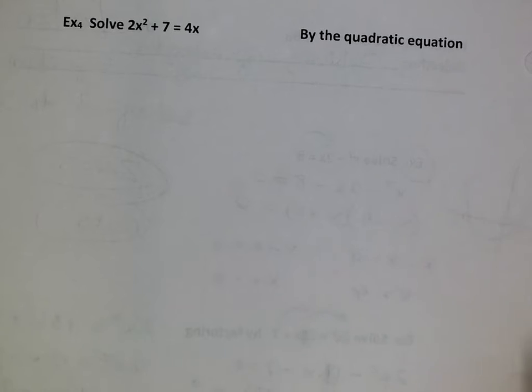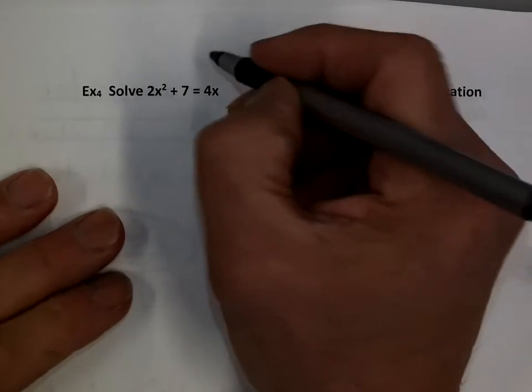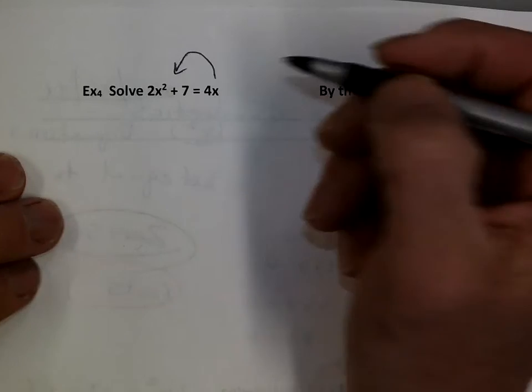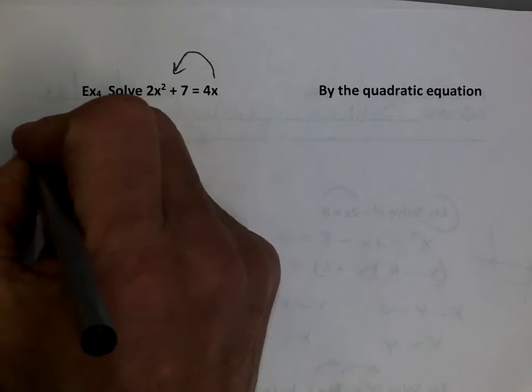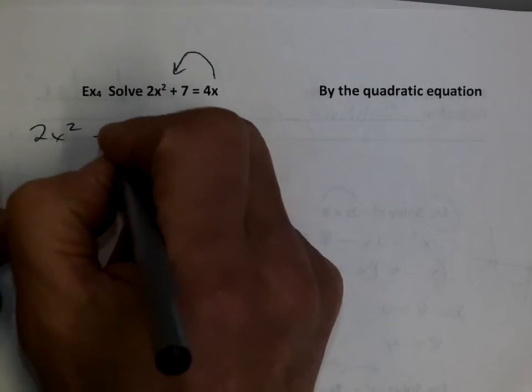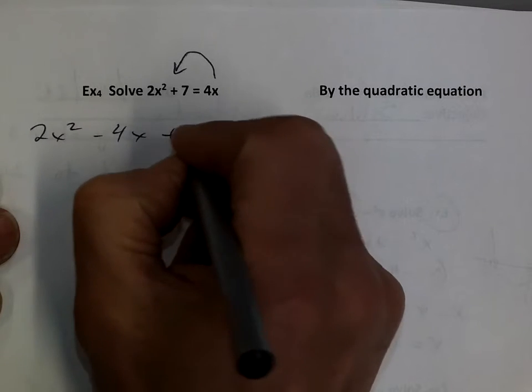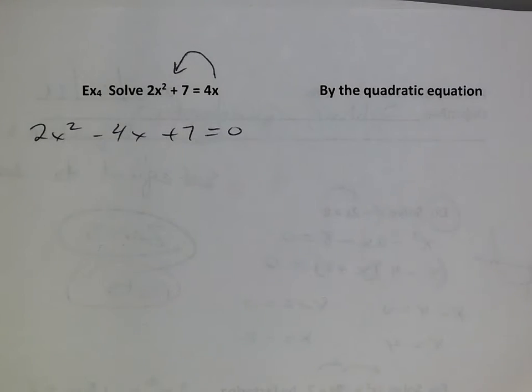Okay, let's turn the page. Last problem. So if it doesn't factor, what do? Well, we're going to do the quadratic equation. So I'm going to bring the 4x over. I'm going to rewrite this as a 2x squared minus 4x plus 7 equals 0, okay?